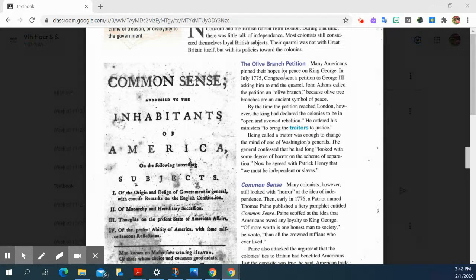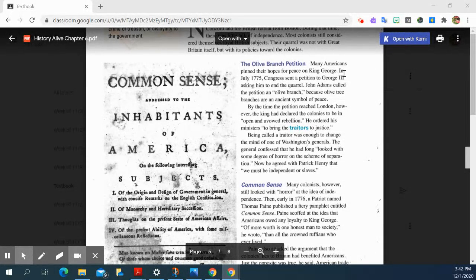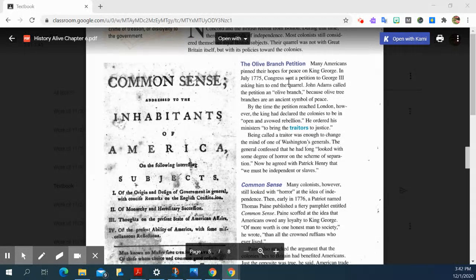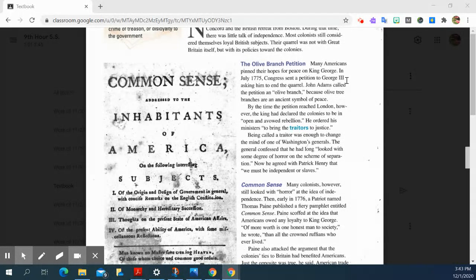Many Americans pinned their hopes for peace on King George. In July 1775, Congress sent a petition to George III, asking him to end the quarrel. So all these people signed a thing and they wanted King George to end this discontent between Americans and Britain. John Adams called the petition an olive branch because olive trees' branches are an ancient symbol of peace.